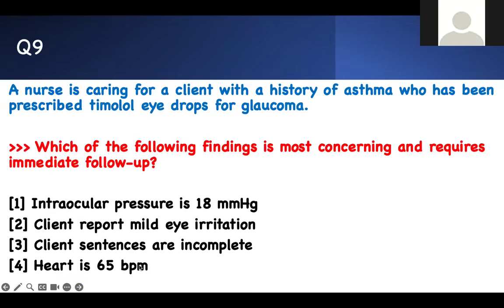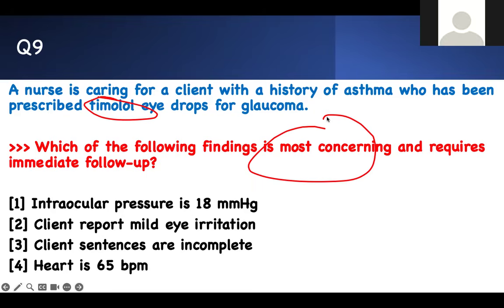And this is a nurse caring for a client with a history of asthma who has been prescribed timolol eye drops for glaucoma. Which of the following findings is most concerning and requires immediate follow-up? Stop it. Go back. Look at it. I see glaucoma, but all I see was a medication name that looked like something I've seen before. It has the lol. Even though it's going to your eyes, it's a beta blocker. Which finding is most concerning? That means prioritization 101. I've got to intervene.